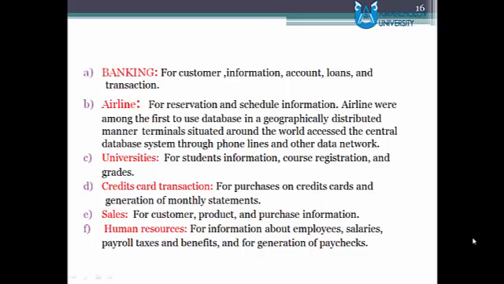We can use database management systems in different areas. For example, in banking, for customer information, account, loans, and transaction; for airline; for universities, for students' information, course registration, the grades of students; credit card transaction, sales, human resources, and so on.